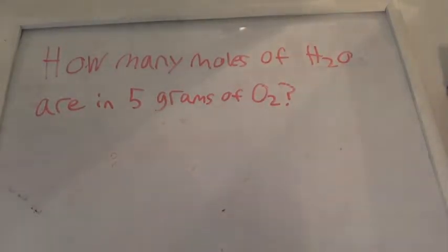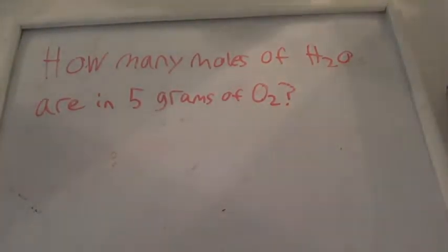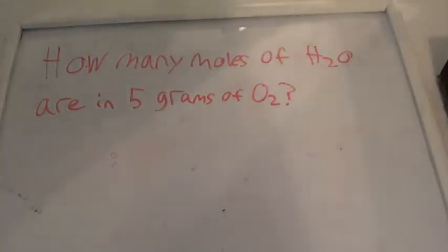What we are going to do is be taking grams of one element and converting it to moles in another element. Our question is going to be how many moles of H2O are in 5 grams of O2. So the first thing that would be helpful is to find the molar mass of O2. You get the molar mass by adding up the mass of each element that are together.